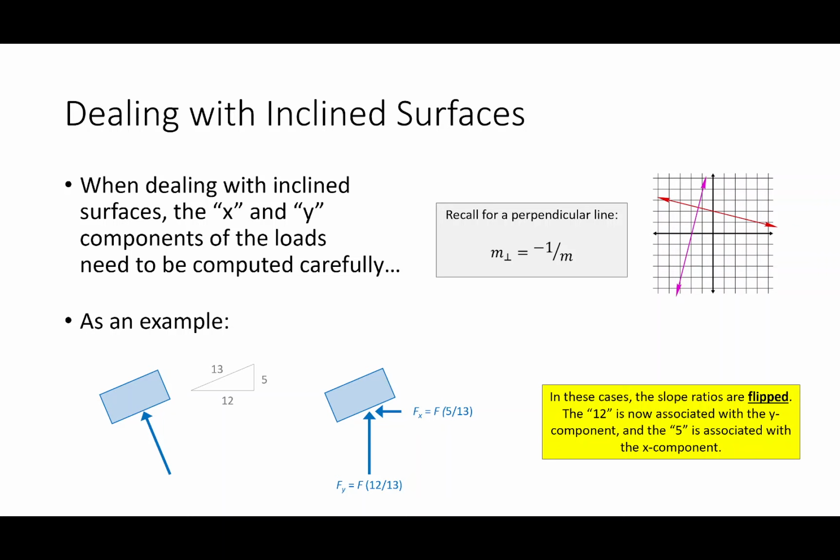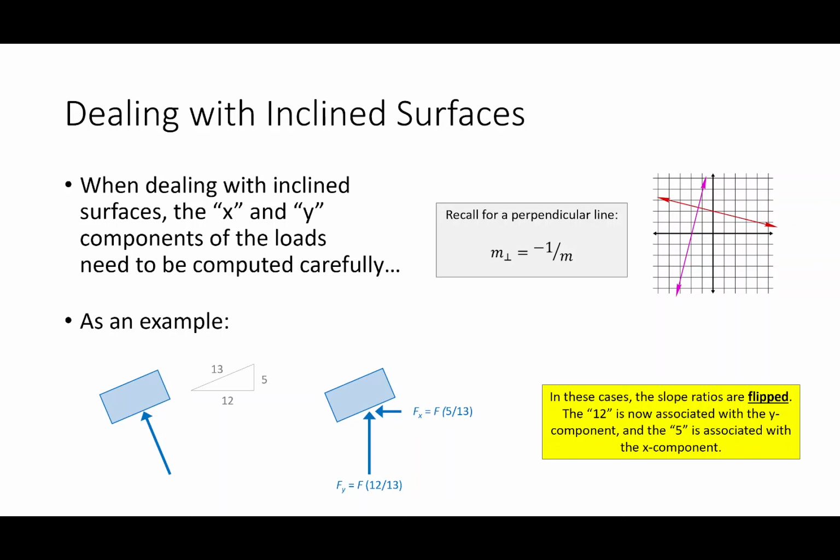Do you all remember that? So if you have a line that has a slope of 2/3, the line perpendicular to that has a slope of negative 3/2. Does everybody remember that from algebra? Okay. So how does that apply to something like this?